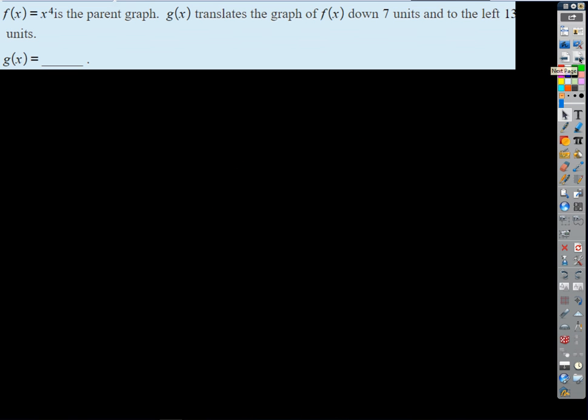Okay. How would I do that? Let me think about this one for a second. If my parent graph is f of x equals x to the 4th, how could I do these two things? First of all, let's move our parent graph down 7. So we're going to call this new graph g of x. So f of x is x to the 4th. How do I go down 7? Subtract 7 outside. Good, so we'll go -7.